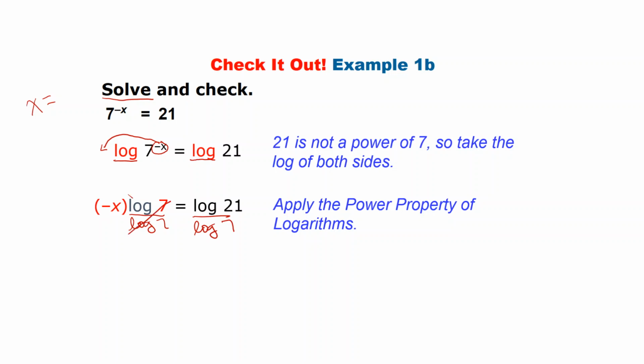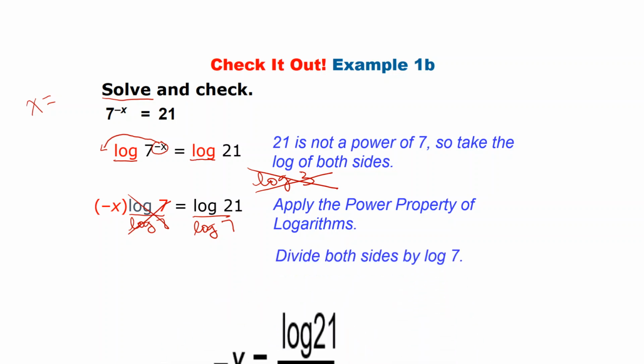Just like we did in other algebra problems, if we divide both sides by log of 7, this will cancel out to 1, and that will just leave us with negative x equals log 21 over log 7. Now, it's tempting to say that that would equal log 3, but it does not. You have to actually put it in your calculator, log 21 divided by log 7.